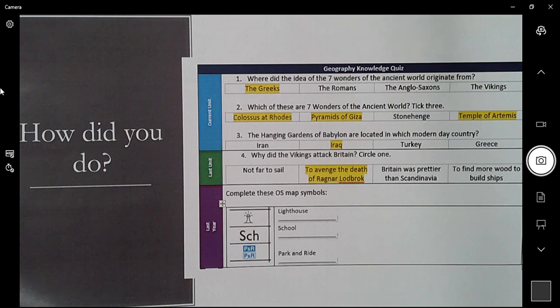And finally, some symbols from last year. The first one here, that is a lighthouse. Second one is a school, and the last one was park and ride. So well done if you got all those correct, quite a bit in that do now. Pause the video if you need extra time to mark your work. Otherwise we're going to start on looking at OS maps.